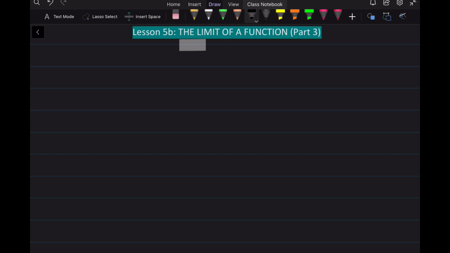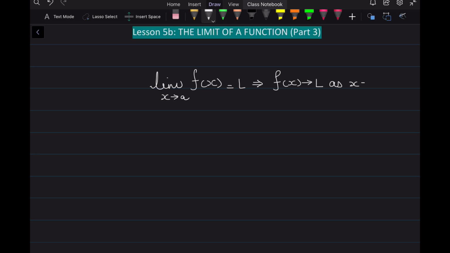In the second part of this topic, we learned the meaning of the limit of a function as x approaches a. So now we know that if this limit is equal to the number L, it implies that the values of this function approach the number L as x approaches a. So now in this lesson, we are going to take an example of a function.